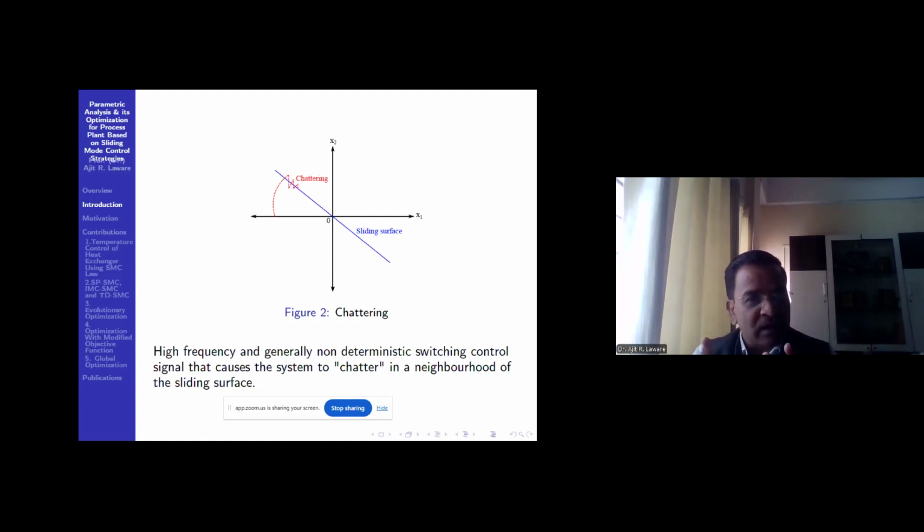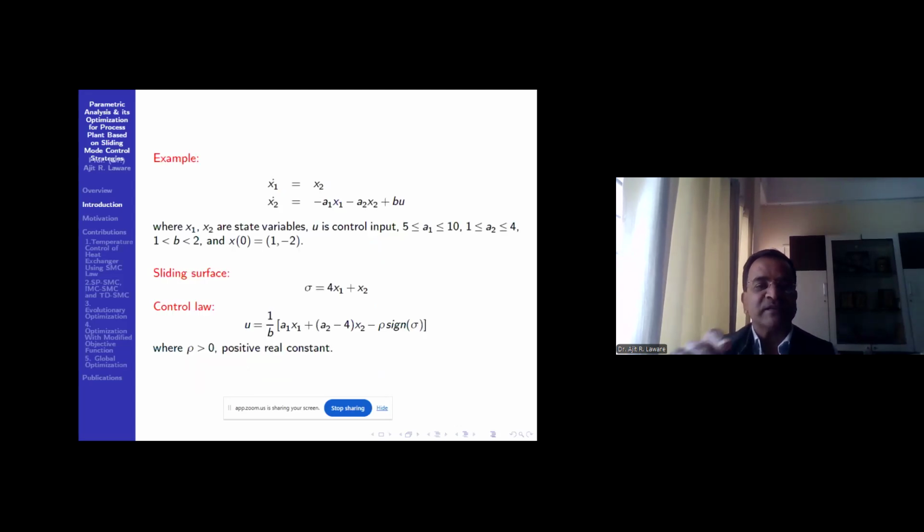which means there is asymptotic stability. So this signal is a non-deterministic, high-frequency signal which excites the unmodeled dynamics. There is wear and tear of actuators, and there may be actuator saturation and all that. So this chattering and parameter tuning complexity pose the disadvantages of SMC.